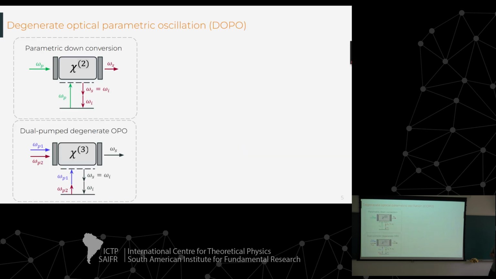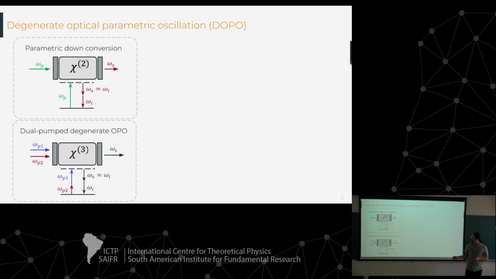We are interested in an effect called optical parametric oscillation that can be achieved in, for example, chi2 or chi3 media. In chi2 media, we are dealing with parametric down conversion, where one pump photon is annihilated to create a degenerate idler and signal pair, degenerate in frequencies.